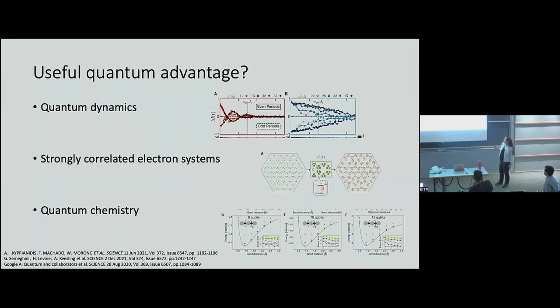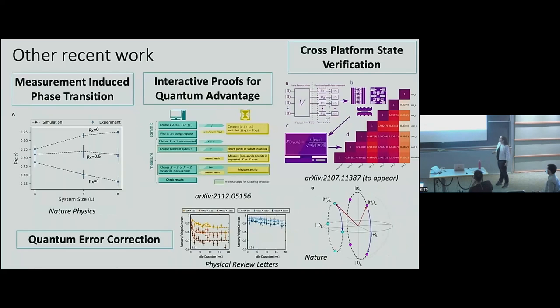This is an example with ions. Also in strongly correlated systems, right? So when we have lots and lots of entanglement, this is an example of quantum spin liquid and atoms, and then also in quantum chemistry, and these are examples in superconducting qubits. So I think there's lots of ways that we can go in all these different paths to reach some kind of useful application.